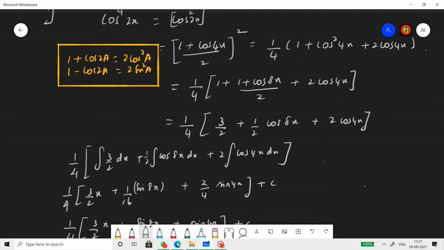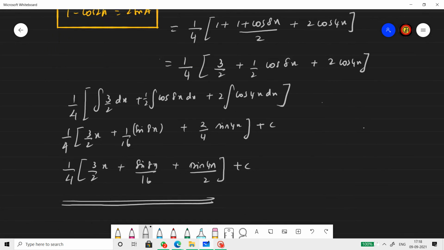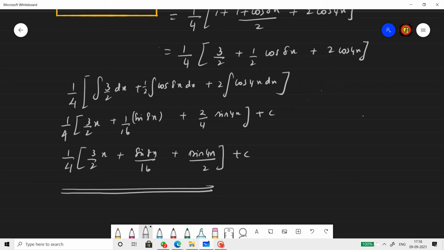This is almost the same as the 10th question. So again we come across the square term. So use the same formula to convert from square form. So it becomes 1 plus cos 8x by 2. Try to simplify as much as possible and then start integrating the terms.